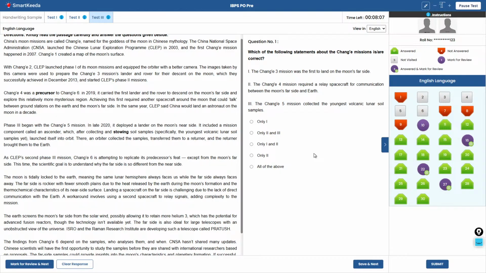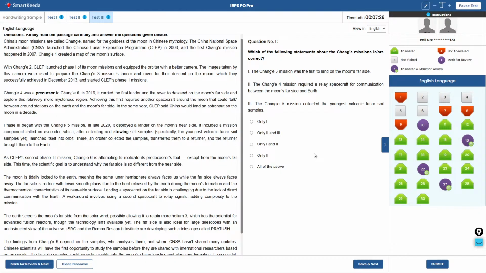Phase 3 began with the Chang'e 5 mission in late 2020. It deployed a lander on the Moon's near side. It included a mission component called the Ascender, which, after collecting and storing soil samples, for example the youngest volcanic lunar soil sample yet, launched itself into orbit. There, an orbiter collected the samples, transferred them to a returner, and the returner brought them to Earth. As CLEP's second Phase 3 mission, Chang'e 6 is attempting to replicate its predecessor's feat, except from the moon's far side.